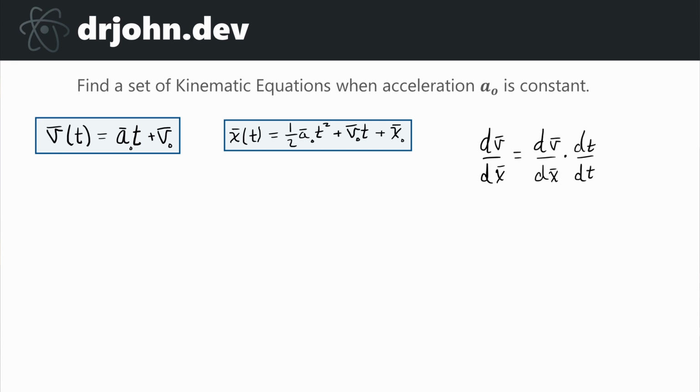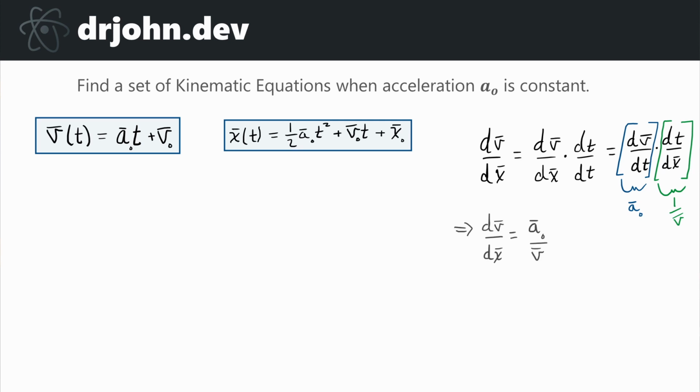We can multiply this by a factor of dt over dt, and then rearrange the differentials as dv dt multiplied by dt dx. Notice, the first factor, dv dt, is simply the acceleration, which is a constant a0. The second factor, dt dx, is the inverse velocity, or 1 over v. Setting these new factors equal to the original expression gives us a separable differential equation. To solve this, we can multiply both sides by v, and then integrate both sides over dx.